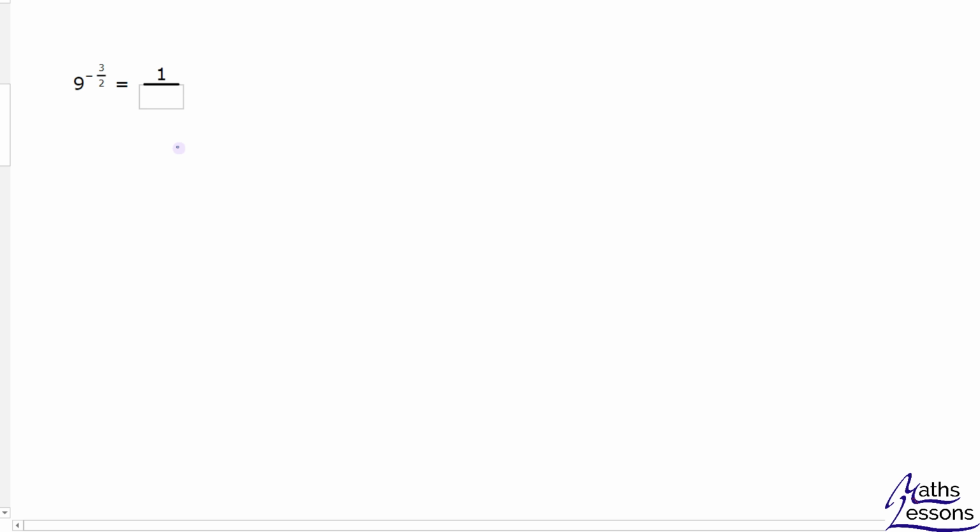Okay, let's give you another 30 seconds to have a go at this one. Remember to try and do these without a calculator to better improve your understanding of the powers.